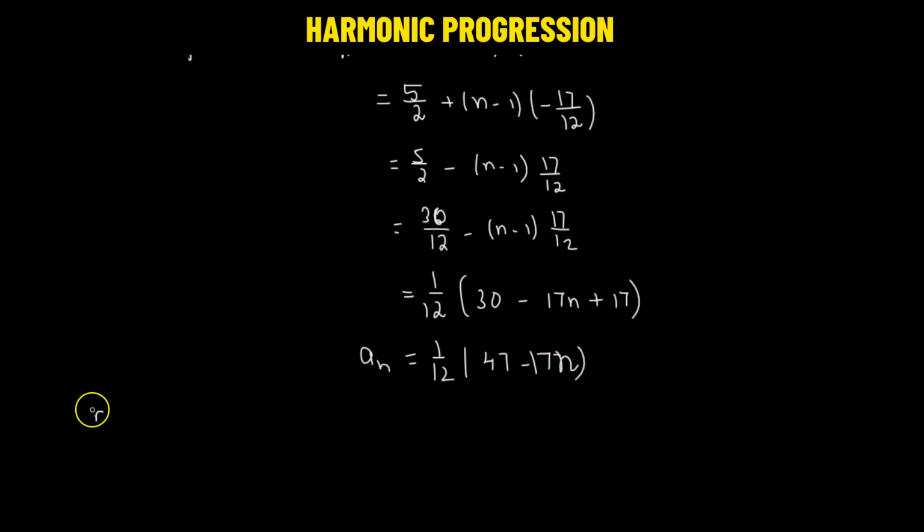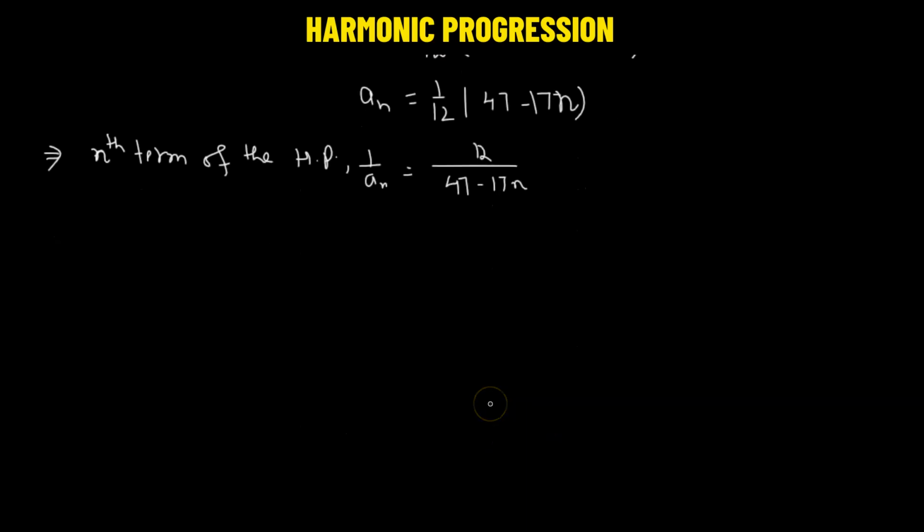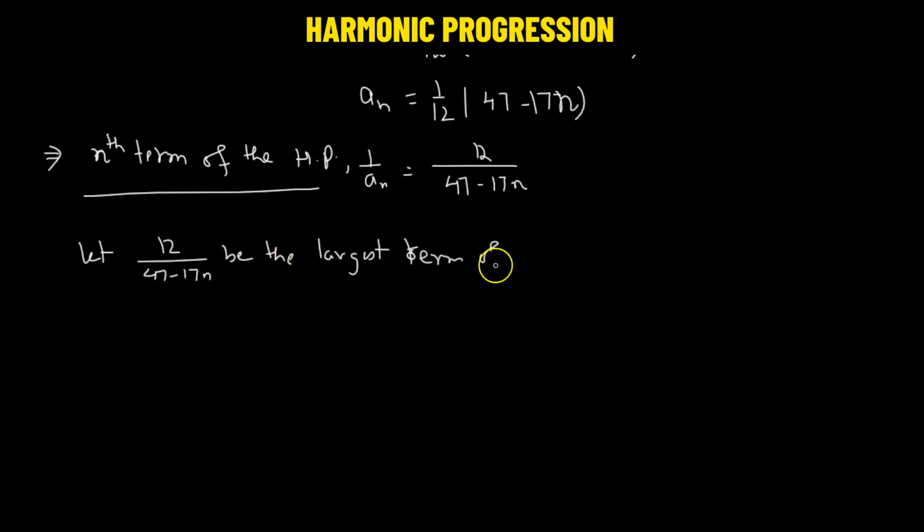Now we'll try to find the nth term of the harmonic progression. All we have to do is take the reciprocal, 1 over a_n. So that will be equal to 12 divided by 47 minus 17n. Now our task is to find the largest term of the harmonic progression. So let 12 over 47 minus 17n be the largest term of the given harmonic progression.